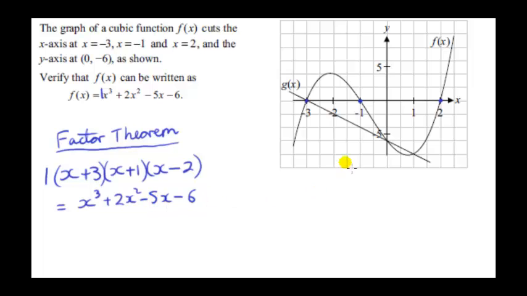We're also given the intercept. So from that intercept we can see that this is the correct expression. If we let x equal 0, these three terms disappear, and this constant term in our cubic is the y-intercept.